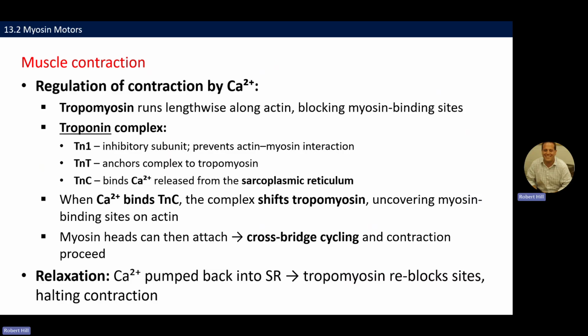All right, so now, how do you get from nervous system innervation into the cell and then resulting in the system of contraction? Well, there is a signaling event, and that signaling event is regulated by calcium. So muscle contraction is regulated by calcium ions.